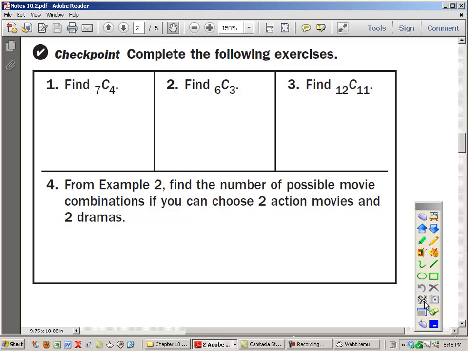All right, so we're back at it here. We have 7 choose 4, so we have 7 factorial over 3 factorial times 4 factorial. And altogether, that ends up being 35.